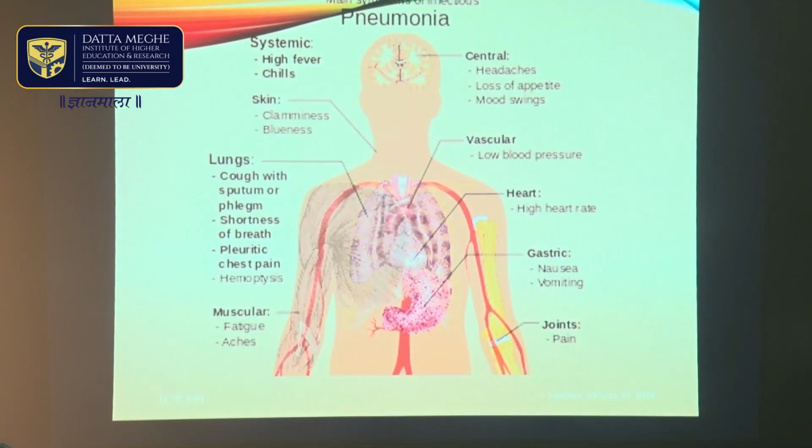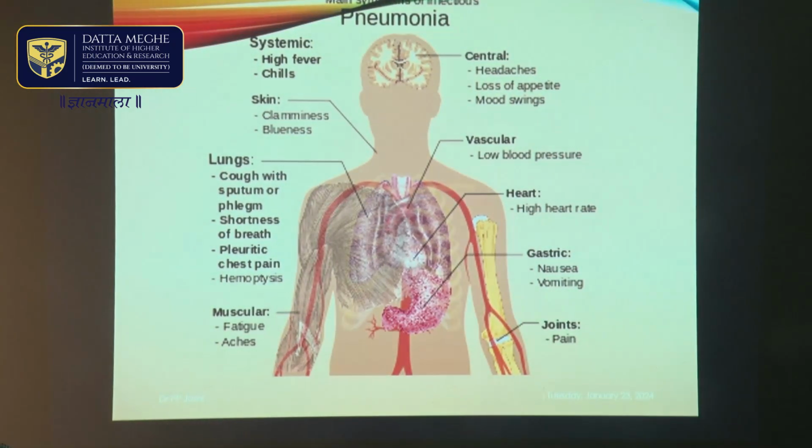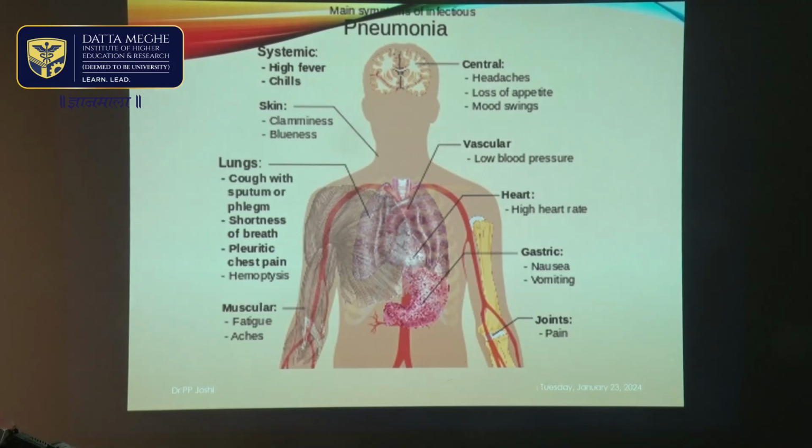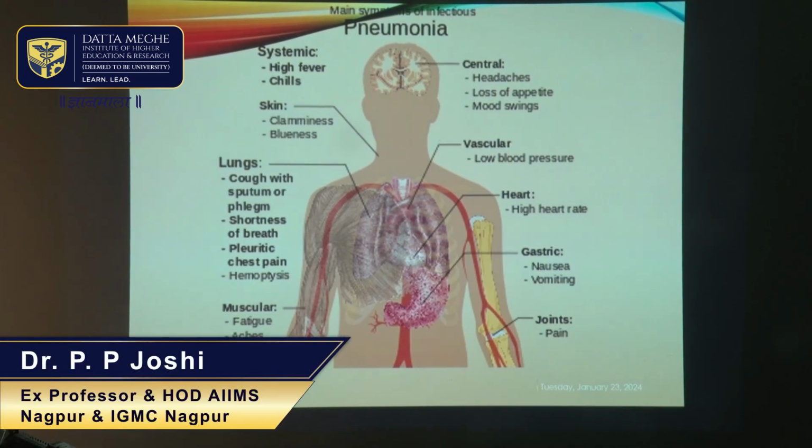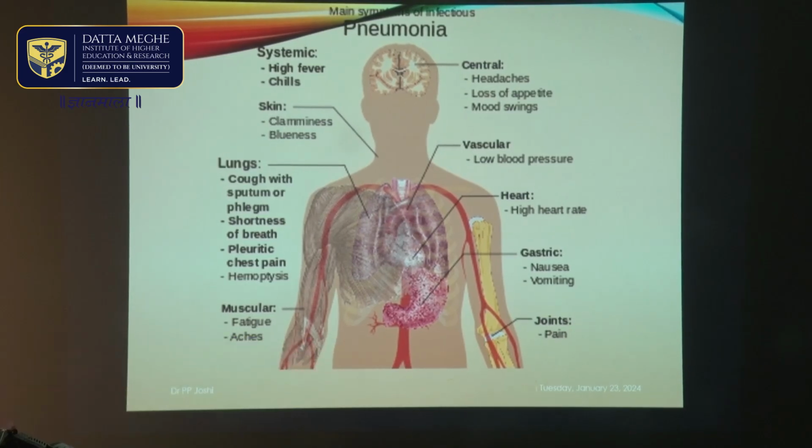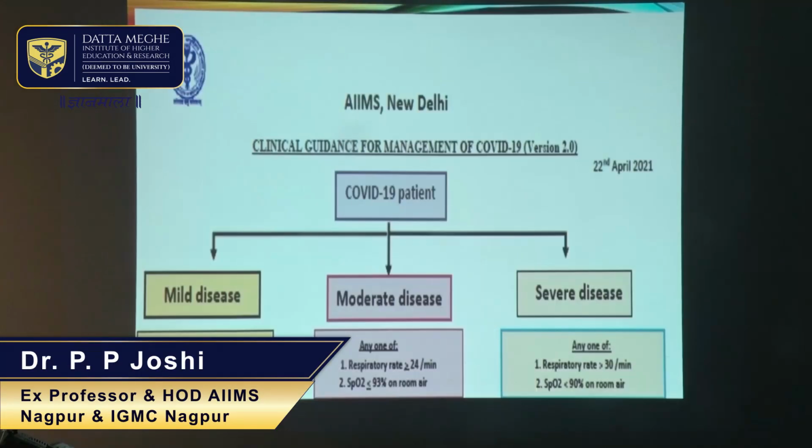Then this is a diagrammatic representation of the symptoms and signs of pneumonia, in which patients have high-grade fever with chills, may have bluish discoloration of the tongue, and the patients have cough with expectoration, may have shortness of breath, pleuritic chest pain, sometimes hemoptysis, and they have muscle pain, fatigue. They may have headaches, loss of appetite, mood changes, then the blood pressure may drop. They may develop myocarditis, and they may develop septicemia. Arthralgia, nausea, and vomiting are other symptoms.